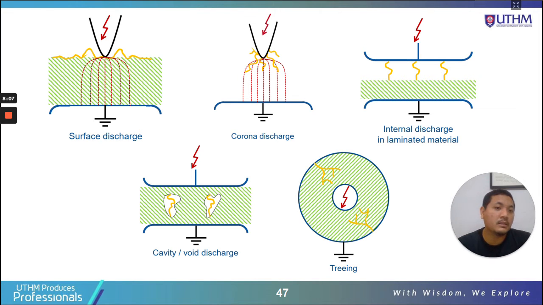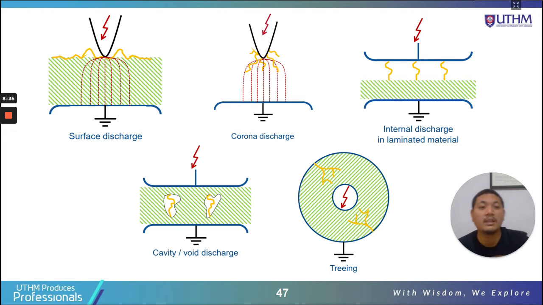And then here we have internal discharge in laminated material. This is the high voltage electrode. We have gas, then the solid, and then the grounded electrode. When the partial discharge happens in this arrangement, it is called internal discharge.